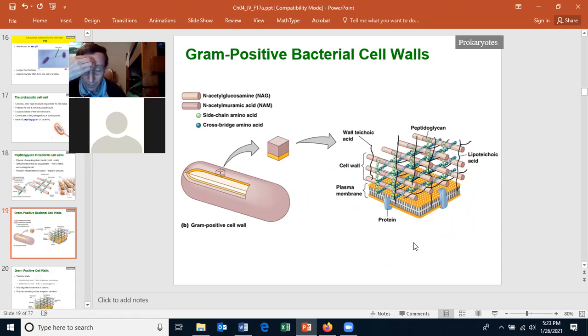Lipoteichoic acid simply has a lipid molecule attached to the teichoic acid, and the lipid portion runs to and binds to the cell membrane. The teichoic acid only runs through the cell wall. And both of these molecules help hold the peptidoglycan together. Any question about any of that?